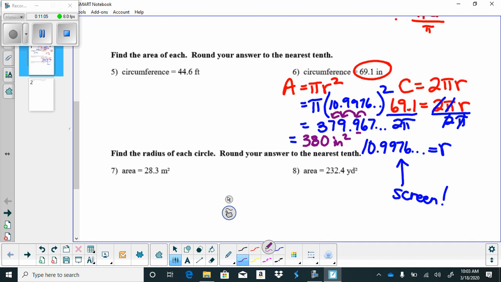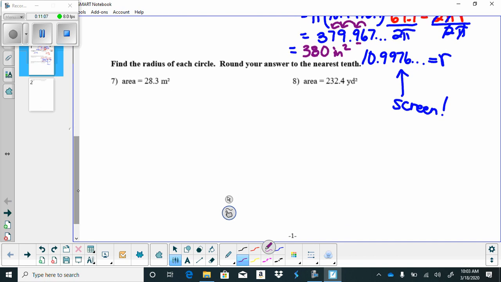Let's go to something a little easier. Look at number 7. Okay, we're finding the radius of each circle, round to the nearest tenth. If I'm trying to find the radius and I'm given the area, what formula would I start with? The area formula. There is only one area formula. This time I'm finding the radius. They are giving me the area, so I'm going to put in 28.3 for the A, because that's the area they gave me.